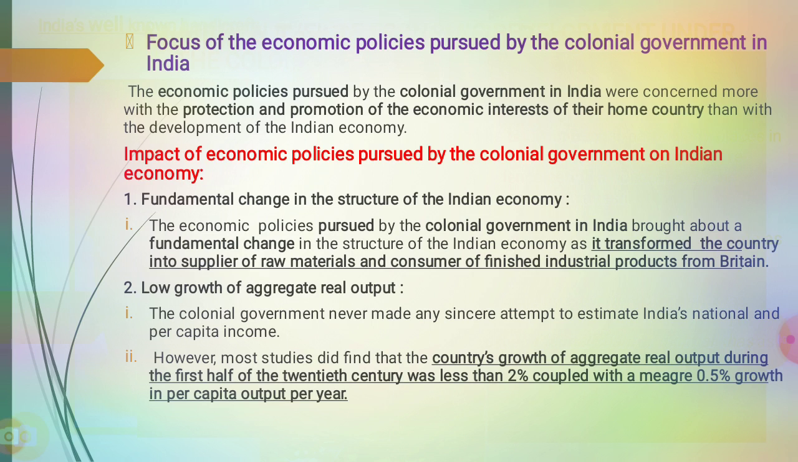Now, if we look at the focus of the economic policies pursued by the colonial government when they came into India, the major aim of the economic policies of the Britishers was that they wanted India to become a market for the products produced in the industries of Britain, as well as a supplier of raw material to the industries of Britain, which were in the development phase during that period. So they wanted us to become an exporter of raw material and an importer of finished products from Britain.